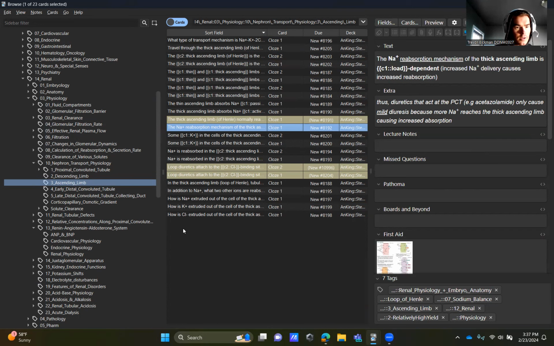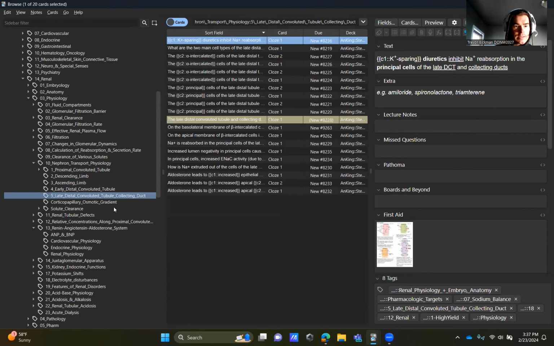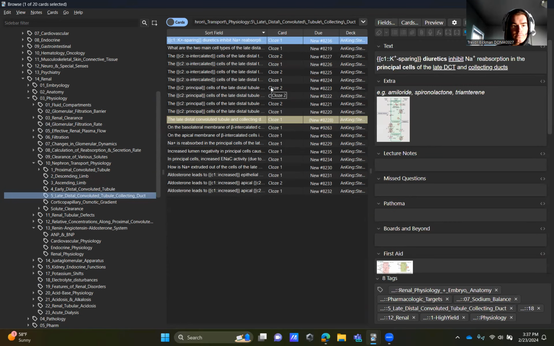And then we are going to go to 5, the late distal convoluted tubule and collecting duct, and I activated the first card here, just from yesterday's. And if this doesn't look like yours, just make sure it's organized the same, with this arrow pointing down in the sort field. And then otherwise, that is it for this section.